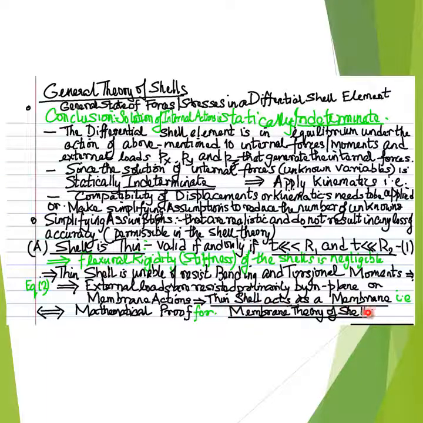In a sense, the membrane theory of shells implies that a thin shell that qualifies the necessary and sufficient condition given by equation 1 for the thin shell assumption to be valid, acts as a membrane.